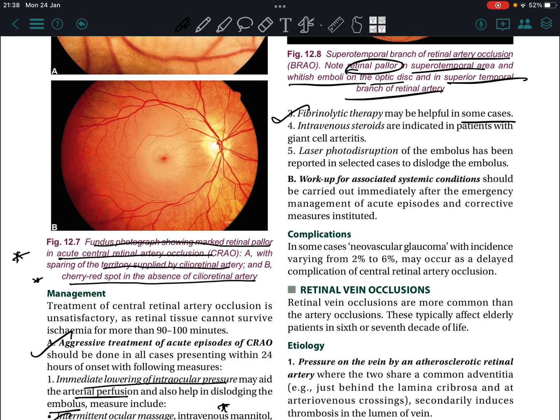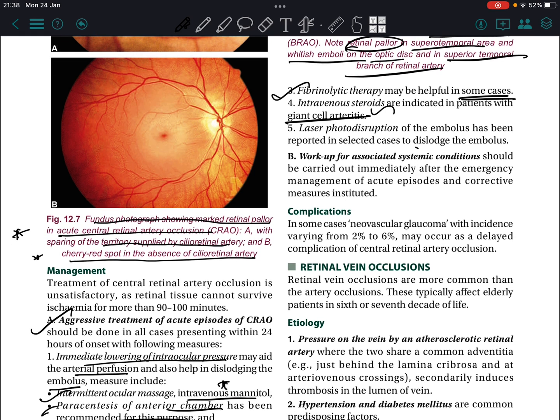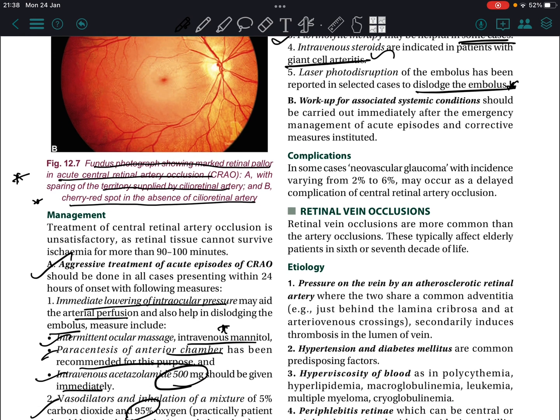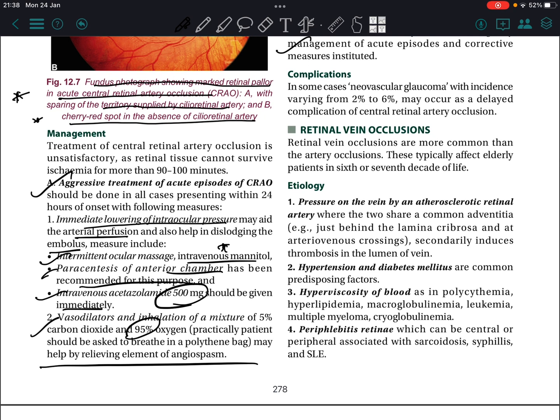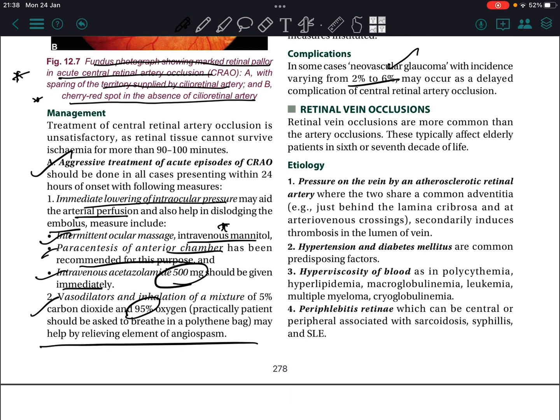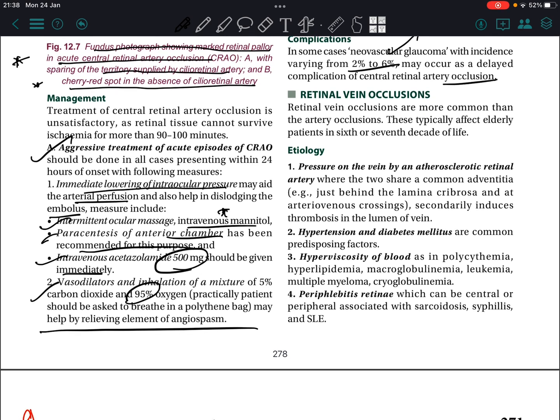Fibrinolytic therapy may be helpful in some cases. Intravenous steroids are indicated in patients with giant cell arteritis. Laser photodisruption of the embolus has been reported in selected cases to dislodge the embolus. Workup for associated systemic conditions should be carried out immediately after emergency management of the acute episode, and corrective measures instituted. Complication: in some cases, neovascular glaucoma, with an incidence varying from 2 to 6%, may occur as a delayed complication of central retinal artery occlusion.